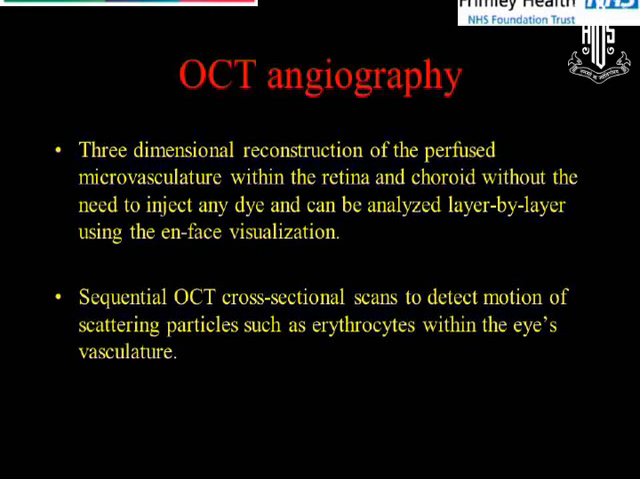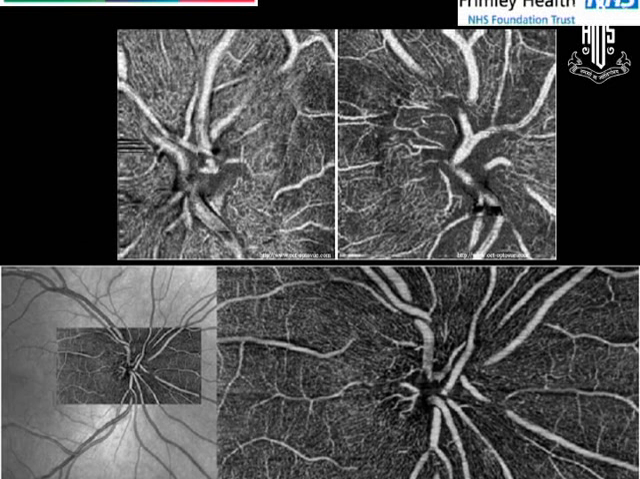So what it does is you have sequential OCT cross-sectional scans to detect the motion of scattering particles such as erythrocytes within the eye vasculature. And this is going to be a real improvement on all the other imaging studies that we have been doing. And this is what it looks like. And you can't believe that there isn't fluorescein dye in that eye. It's such a brilliant picture.